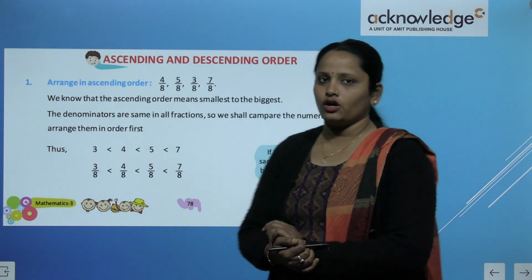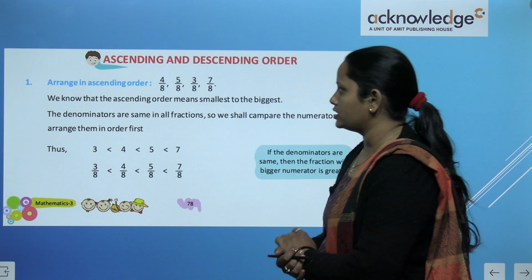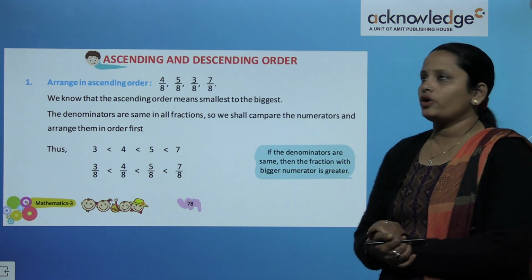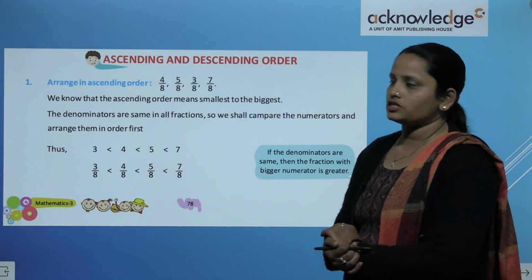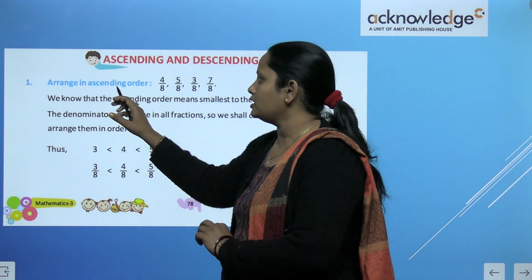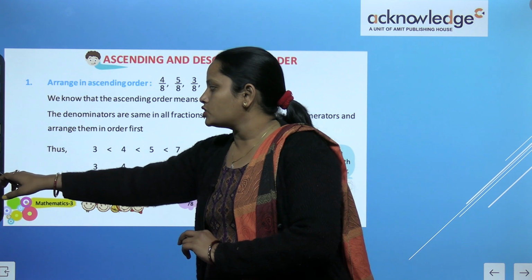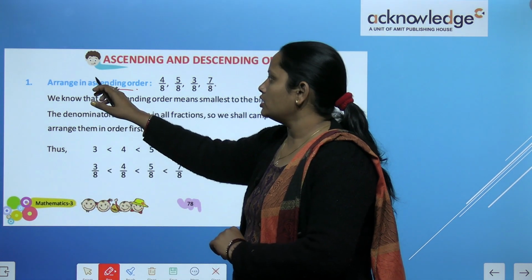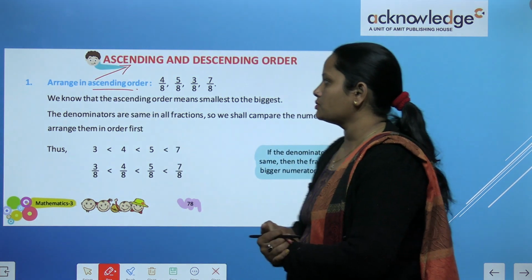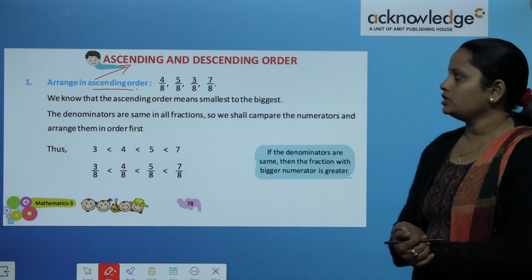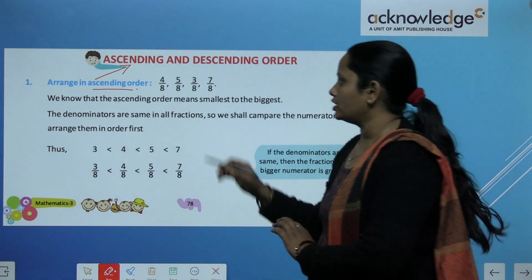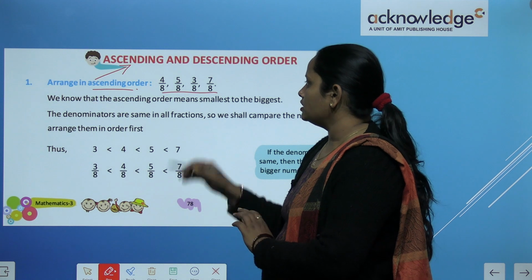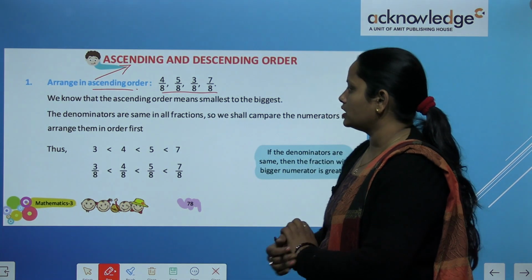Ascending and descending order. कैसे अरेंज करना है फ्रैक्शन को ascending और descending order में. So here you can see first we are going to arrange the given fractions in ascending order. Ascending order means smaller to bigger. Small से big की तरफ जाना है. So here सबके हम डिनोमिनेटर चेक करते हैं, डिनोमिनेटर सबके सेम है, तो जब सबके डिनोमिनेटर सेम है लेट्स चेक द न्यूमरेटर. न्यूमरेटर को चेक करते हैं.